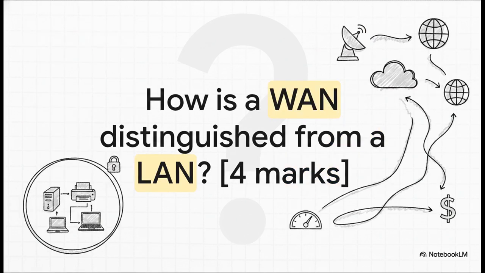Here's another classic. Explain how a wide area network, WAN, is distinguished from a local area network, LAN. This is a straight-up knowledge check. You'd want to hit those key points we talked about, the massive difference in geographic area, the fact that LANs are usually privately owned while WANs use leased lines, and of course, the difference in speed. That comparison we did earlier, that's your perfect answer right there.